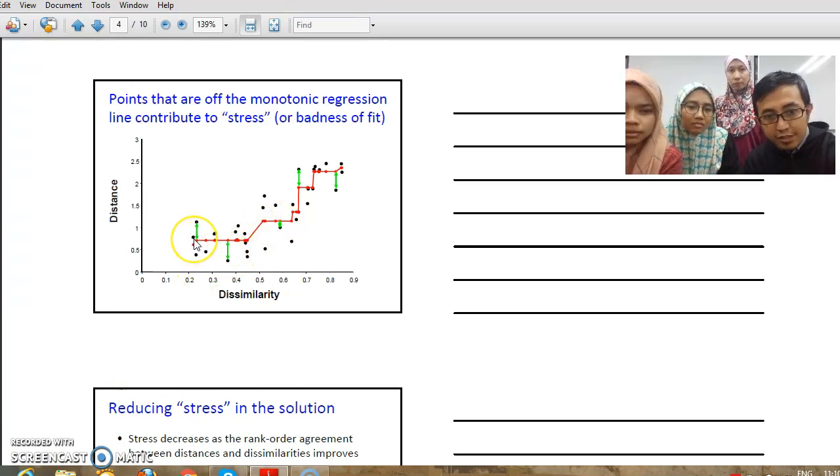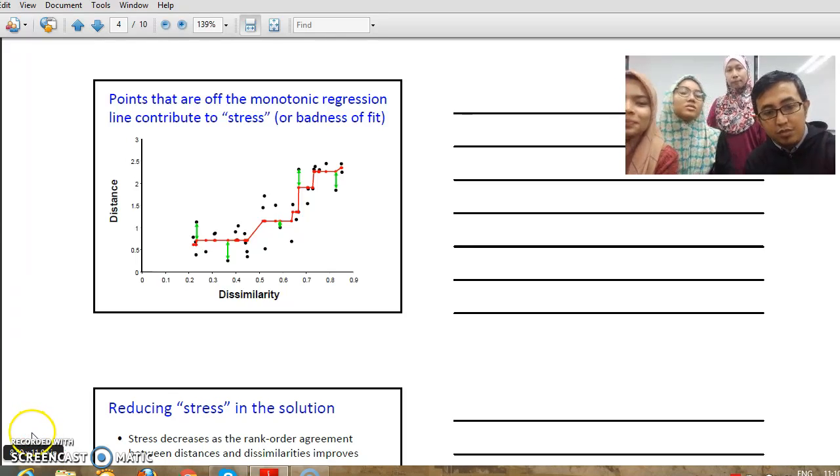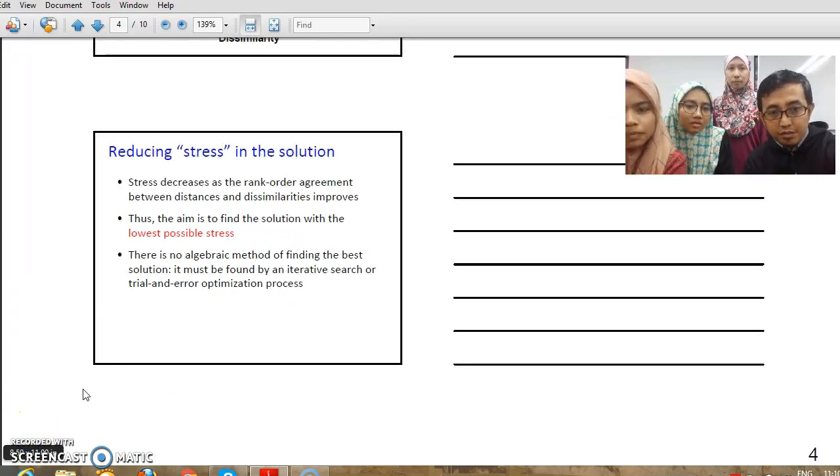So we will find the stress between this point and the point on the monotonic regression. Then this will be repeated many times until we get the smallest stress. Okay, we can see here.